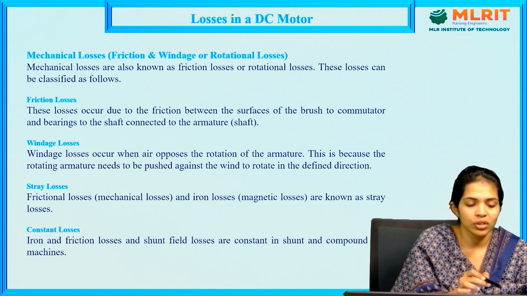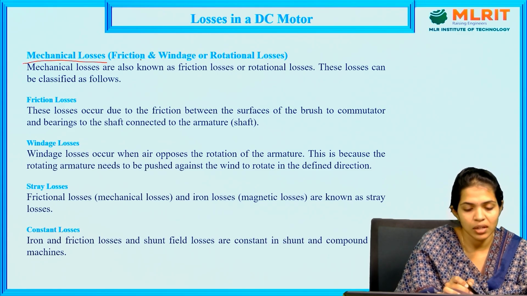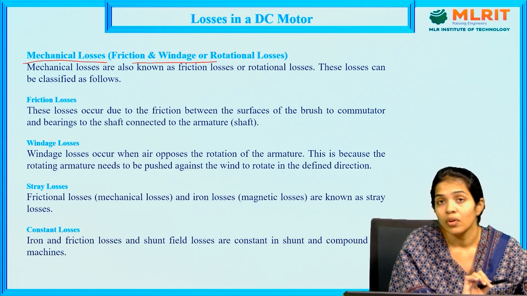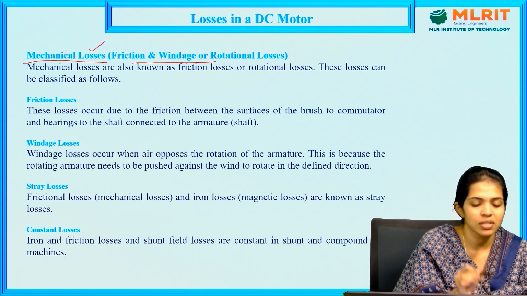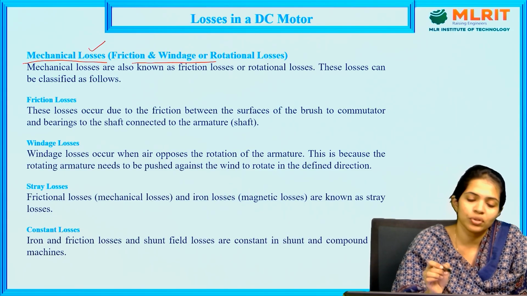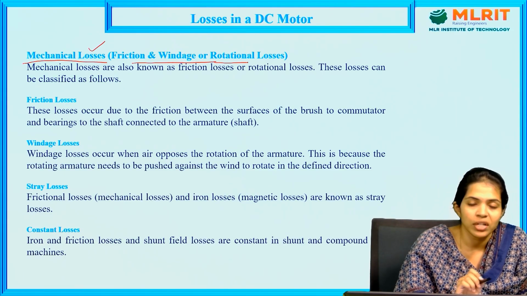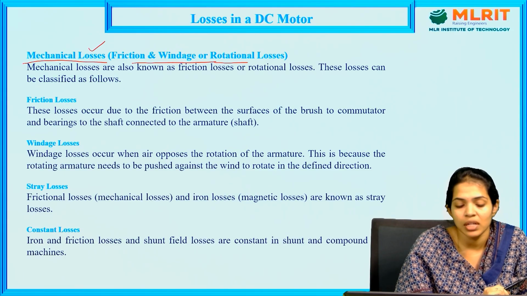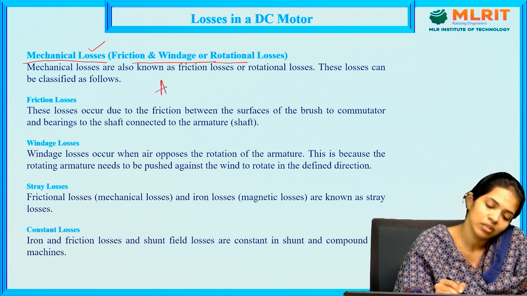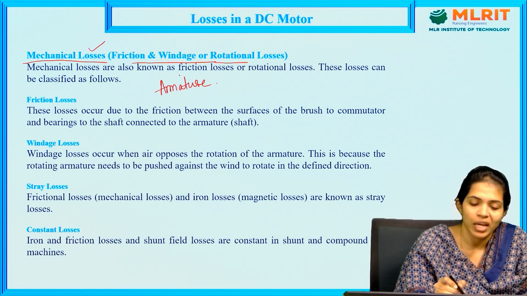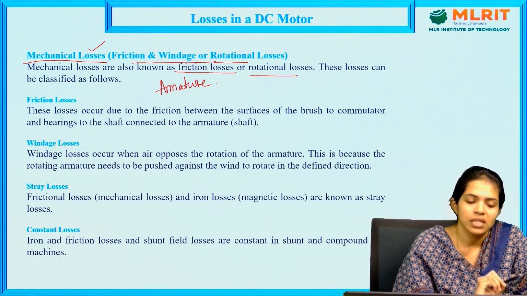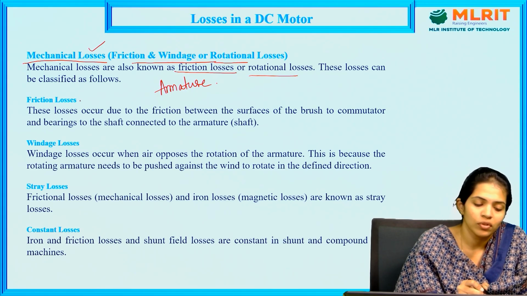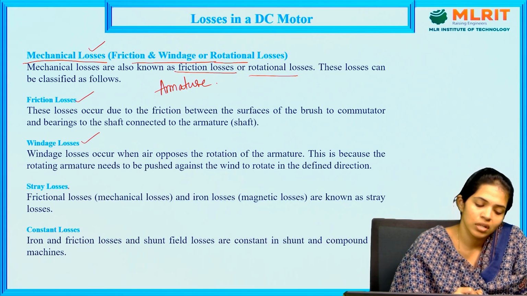Then moving on to the constant losses in the DC motor, which are the mechanical losses. The mechanical losses occur due to the rotation. The rotating part in the DC motor is the armature. Mechanical losses are also known as frictional or rotational losses. These losses can be further classified into frictional loss, windage loss, and stray loss.